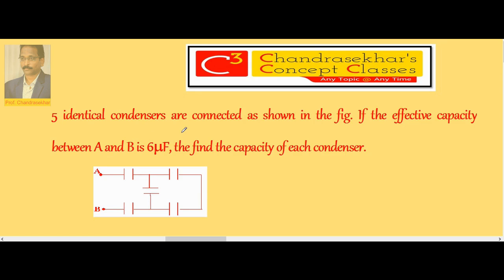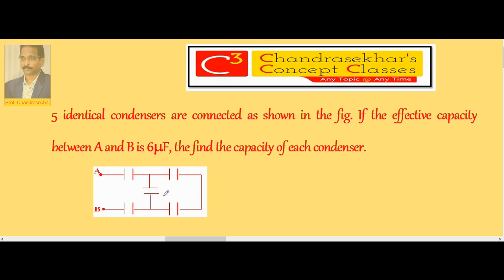Five identical condensers are connected as shown in the figure. If the effective capacity between A and B is 6 microfarad, find the capacity of each condenser. So in the figure there are 5 condensers connected and the equivalent capacity between A and B is given as 6 microfarad. Then what is the value of the individual one?